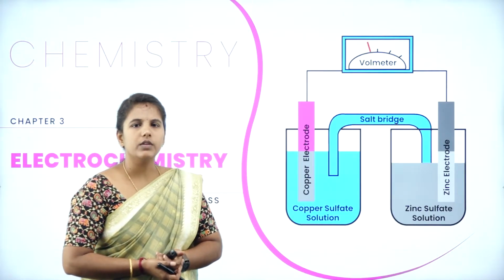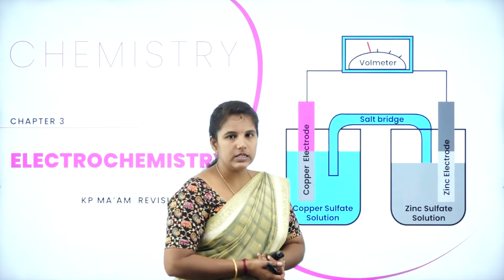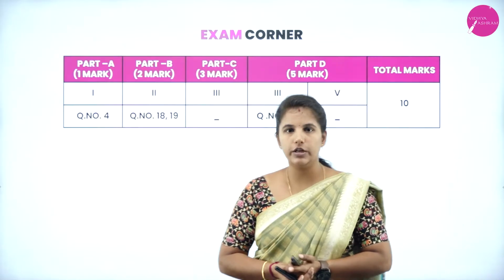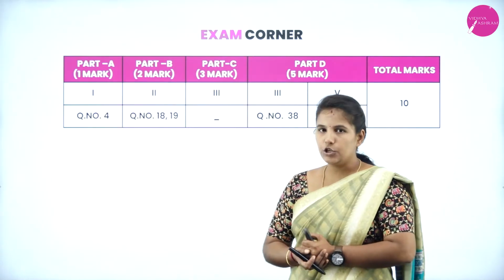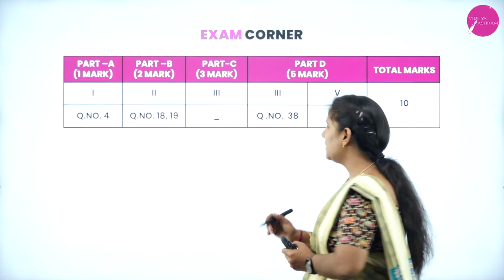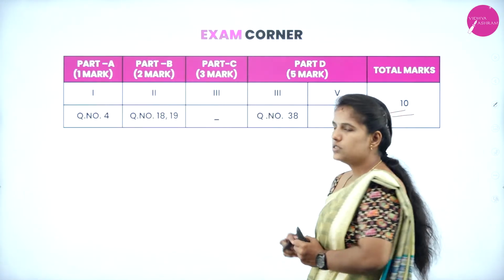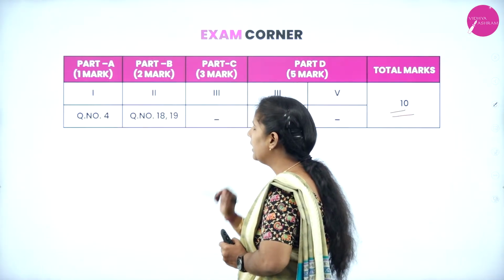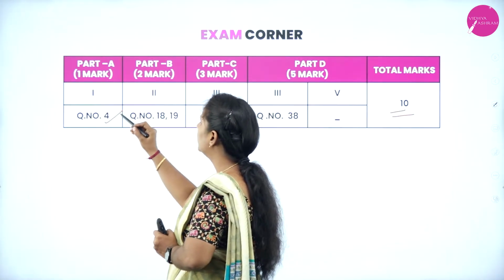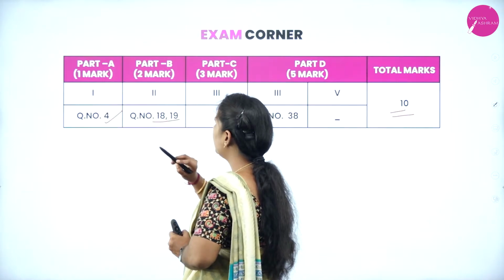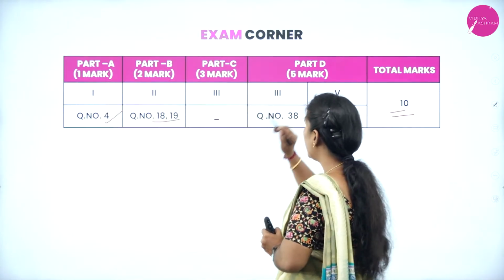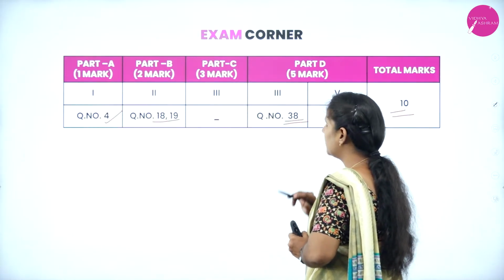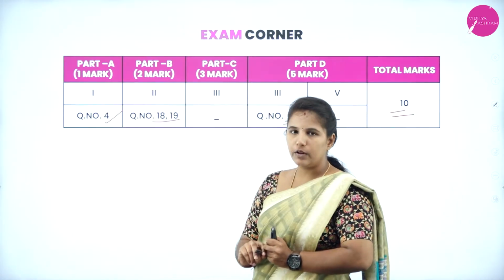My dear students, in this session we are going to discuss another unit, Unit 3, Electrochemistry. Let's see how the weightage will be distributed for this unit. From this unit, we can expect 10 marks. The questions will go like this: in Part A, question number 4; in Part B, question numbers 18 and 19; and in Part D, question number 38 will come from this unit.